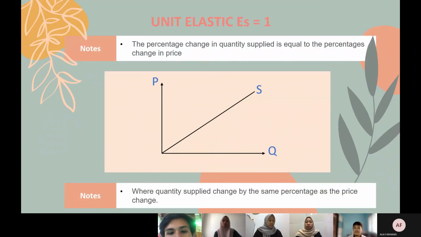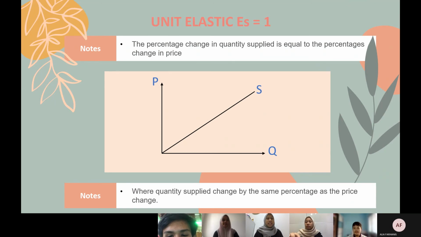The third one is unit elastic, ES equal to 1. The percentage change in quantity supplied is equal to the percentage change in price, where the quantity supplied changes by the same percentage as the price change. Graphically it is shown as a linear supply curve coming from the origin.